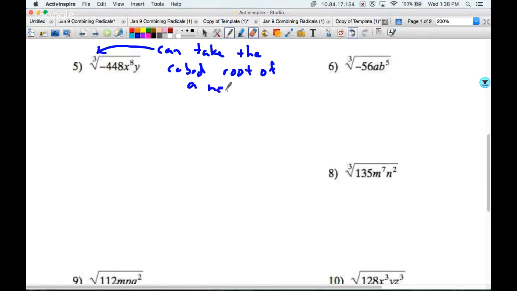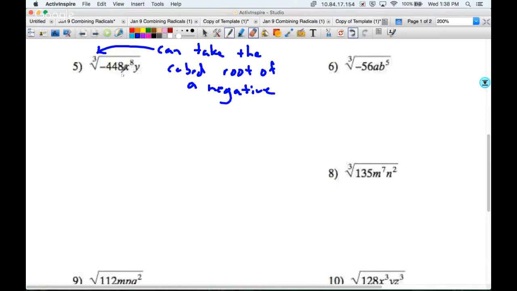Just want to write that. It's an important thing to note, and that's because cubed roots ask the question, what value cubed equals this number? Well, it's okay to take the cubed root of a negative number because a negative number cubed will be negative. A negative number times itself 3 times will always be negative.